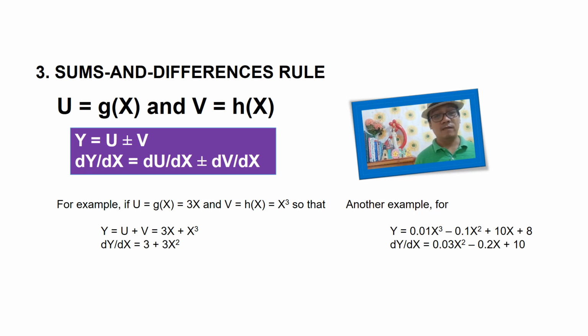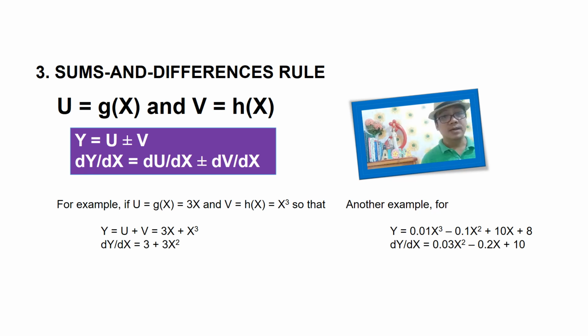The derivative of a sum or difference is equal to the sum or difference of the derivatives of the individual terms. Thus, if u equals g of x and v equals h of x, where u is an unspecified function g of x, while v is another unspecified function h of x, then for the function y equals u plus or minus v, dy dx equals du dx plus or minus dv dx.